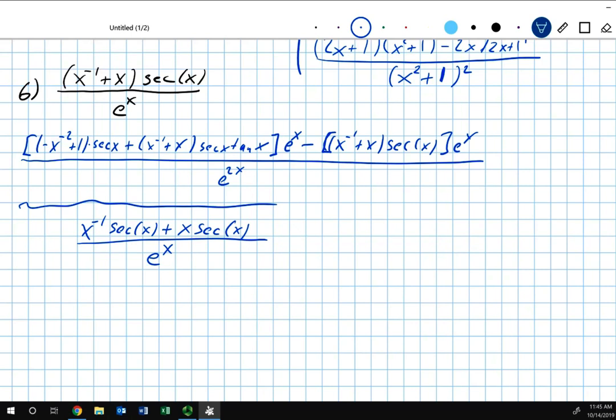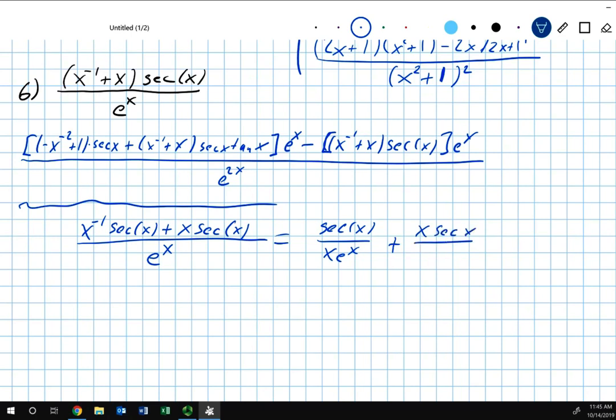You could even, if you wanted to, let's just keep going here, I could write this as secant of x, x to the -1 just brings it to the denominator, over e to the x, plus x secant of x over e to the x. And for a lot of people, especially when they're starting out, this way of writing it is going to feel better because it means you can do them separately. It's just a little bit less you have to remember to do in your head. So multiplying out numerators and splitting that fraction can be a really nice way of making sure that you're able to follow your work more nicely.